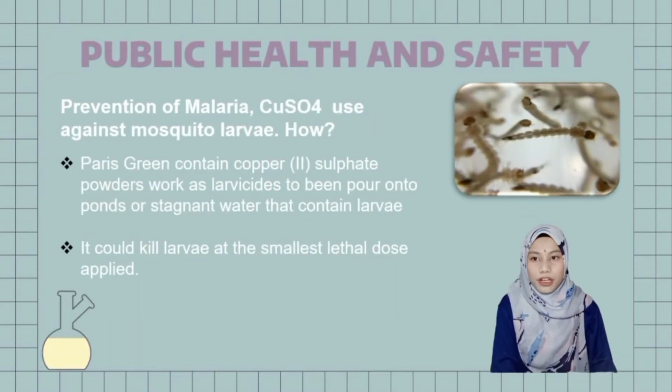Next, prevention of malaria. Copper sulfate is used against mosquito larvae. How? Bluestone powders work as larvicides to be poured onto ponds or stagnant water that contain larvae. So, it could kill larvae at the smallest lethal dose applied.